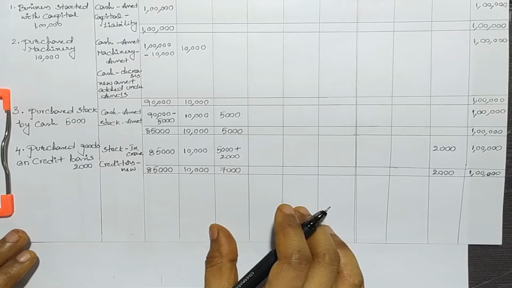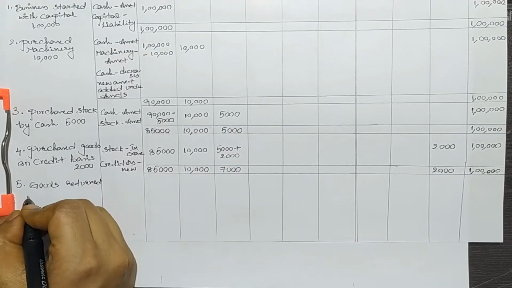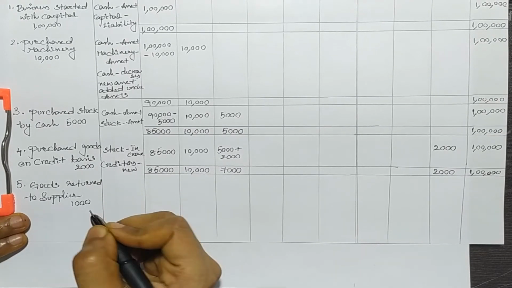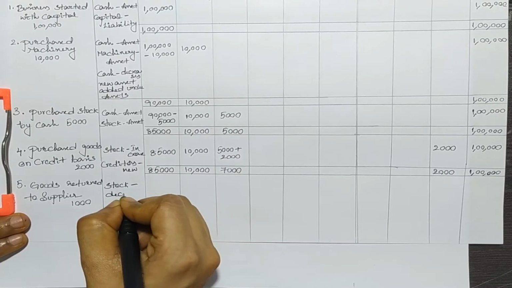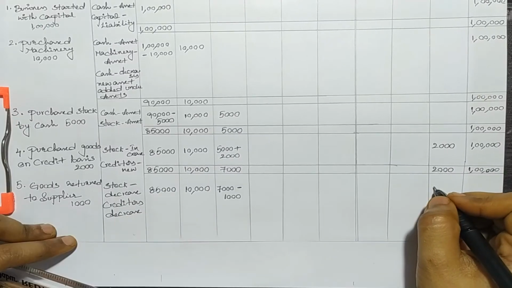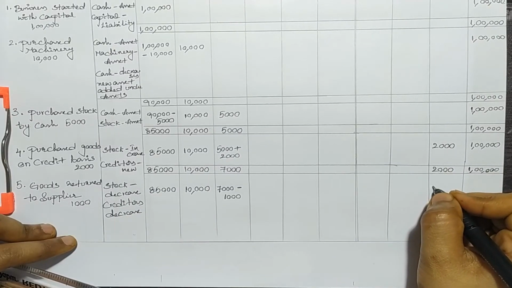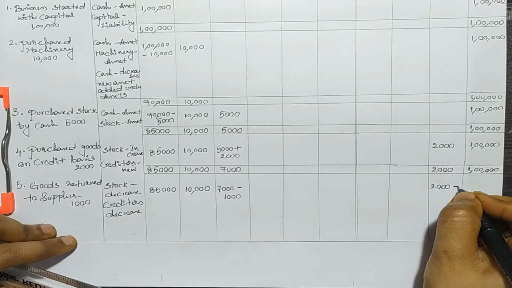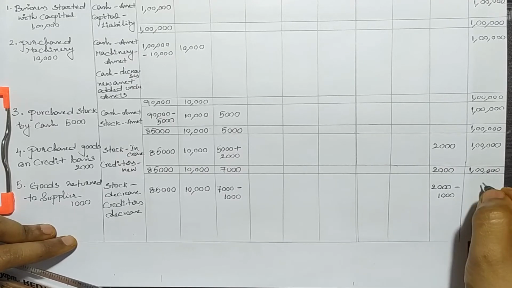Next transaction is goods returned to the supplier 1,000. In the problem, it clearly states that goods which were purchased on credit basis are returned to the supplier. On credit basis we have purchased 2,000. Now we are returning 1,000 worth of goods. This transaction affects stock and creditors. So we will decrease stock by 1,000 because we are returning 1,000 worth of goods back to the supplier. And also we will decrease the creditors by 1,000 because our liability is decreasing by 1,000.